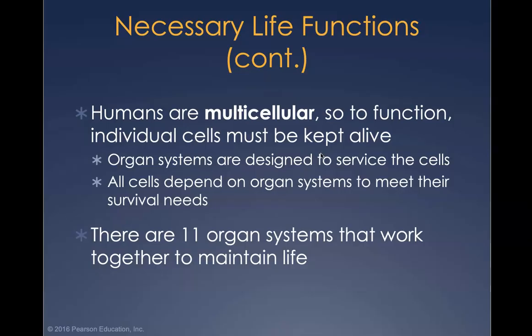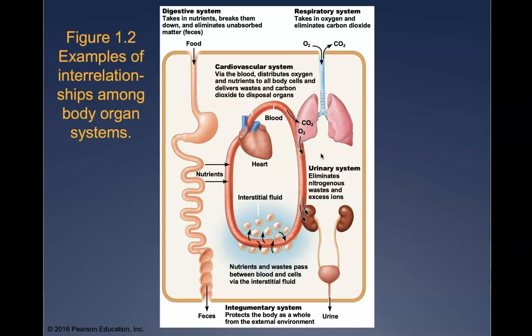We'll do half of them in 201, half of them in 202, okay? So here are the 11 organ systems. And this is just showing you an example of the interrelationships among body organs. You guys probably already know this.